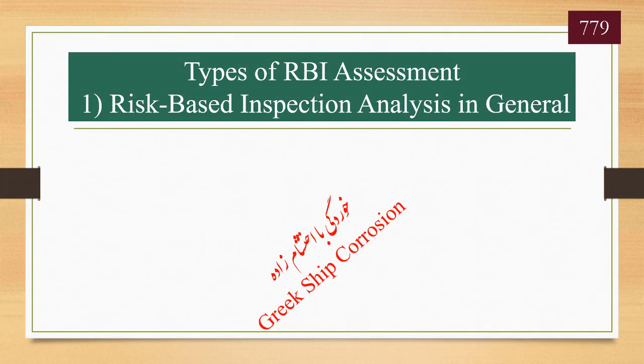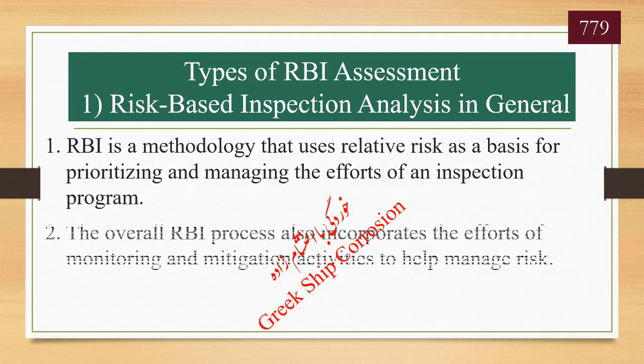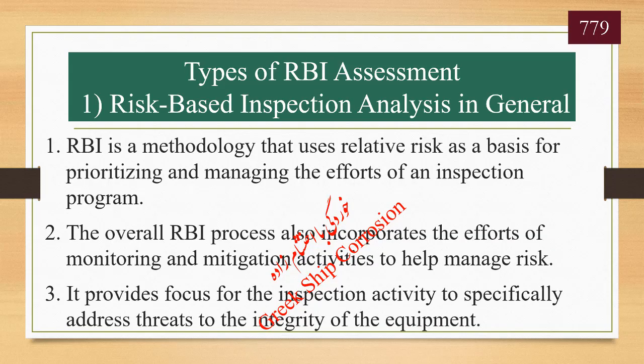Types of RBI assessment. 1. Risk-based inspection analysis in general. 1. RBI is a methodology that uses relative risk as a basis for prioritizing and managing the efforts of an inspection program. 2. The overall RBI process also incorporates the efforts of monitoring and mitigation activities to help manage risk. 3. It provides focus on the inspection activity to specifically address threats to the integrity of the equipment.